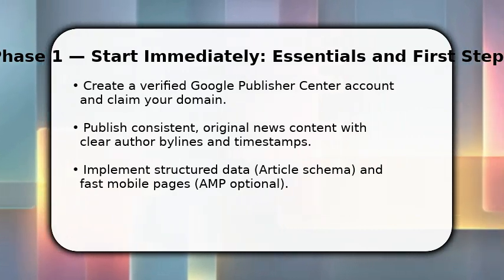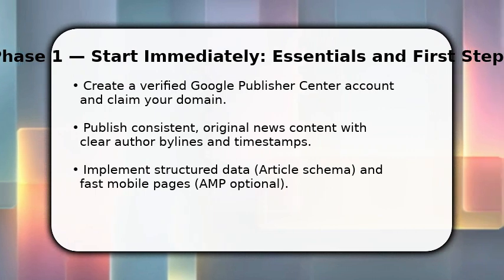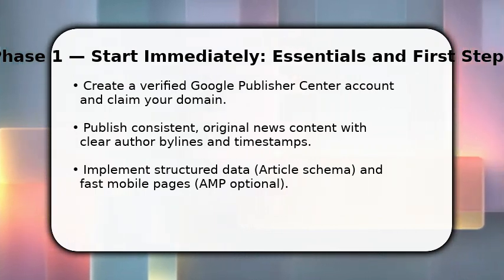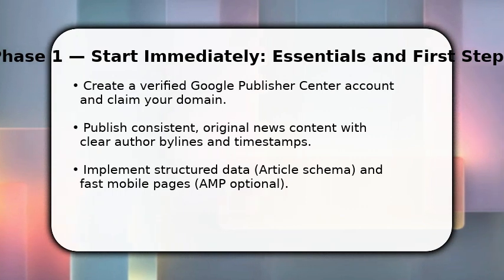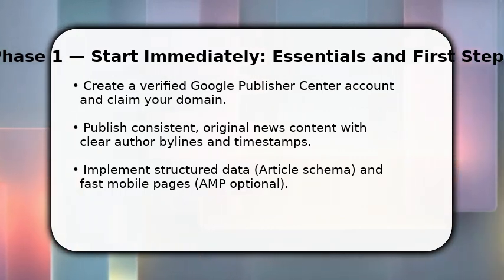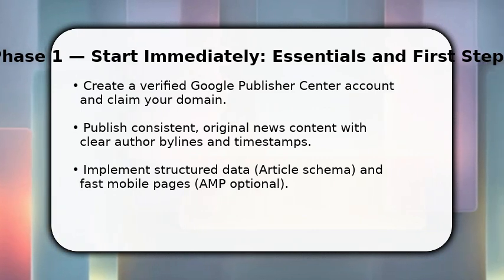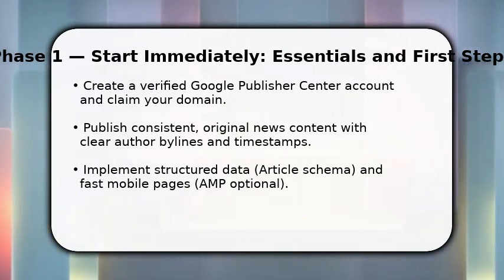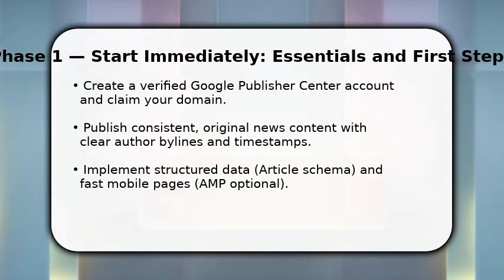Once done, implement article structured data and fast mobile pages. This helps Google News read your content and display rich cards. Make sure canonical tags are correct and RSS feeds are active. You need reliable feeds for crawling and initial inclusion.